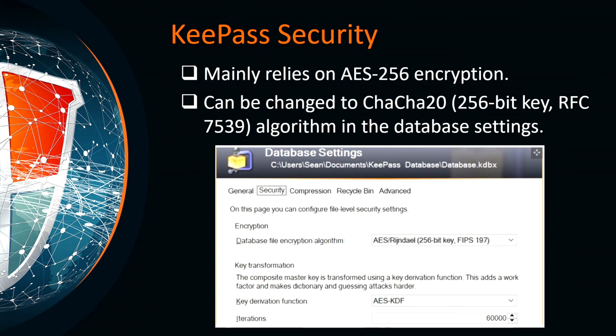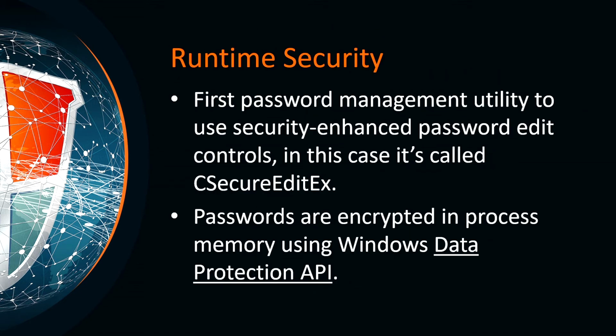Security features of KeePass. KeePass relies on AES 256 encryption to secure its password database, like most other password managers. KeePass defaults to the AES 256 algorithm, which can be changed to a ChaCha20 256-bit key algorithm in the database settings anytime.